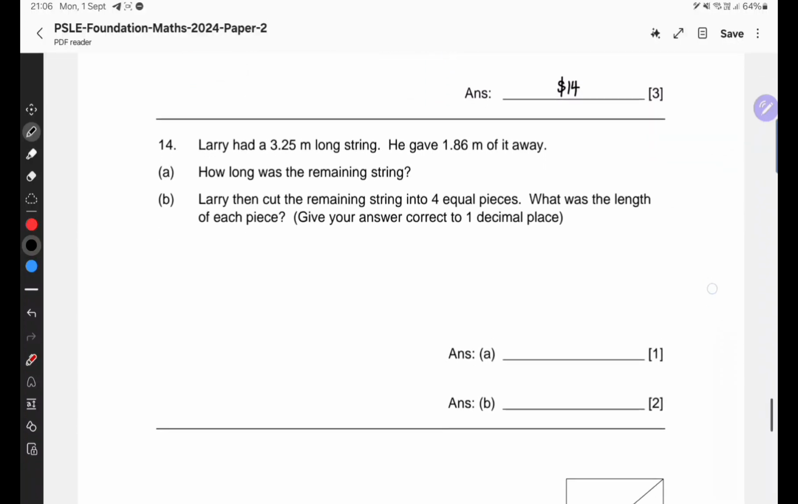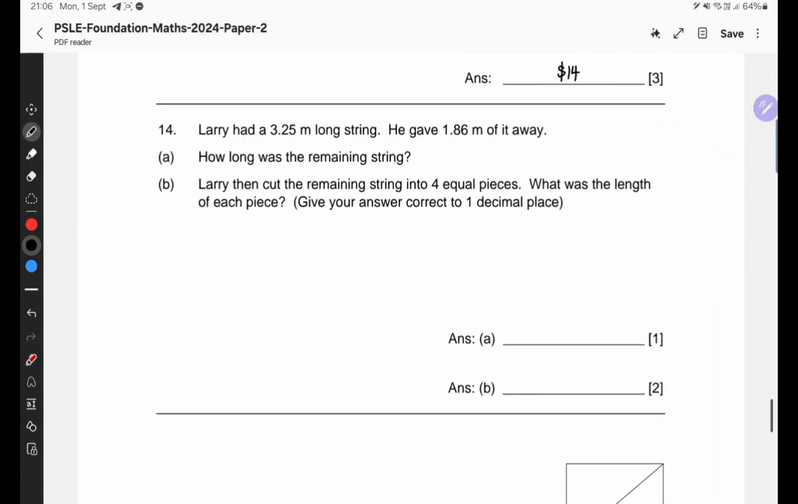Alright, question 14. Larry had a 3.25 meter long string. He gave 1.86 meter of it away. How long was the remaining string? So we just need to take 3.25 minus away 1.86. Type this entire thing into your calculator, and you'll be left with 1.39 meter.